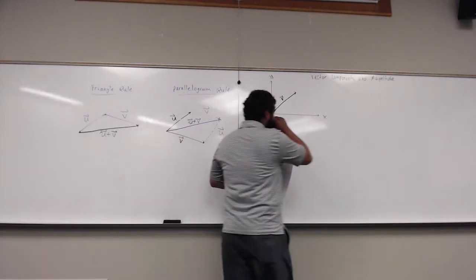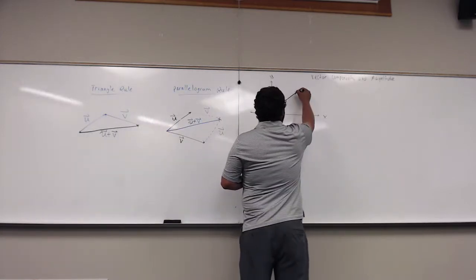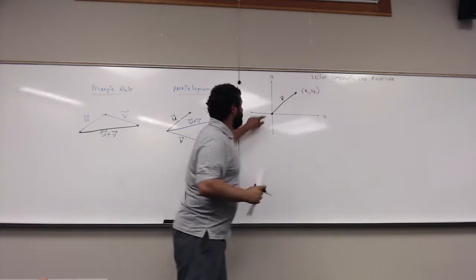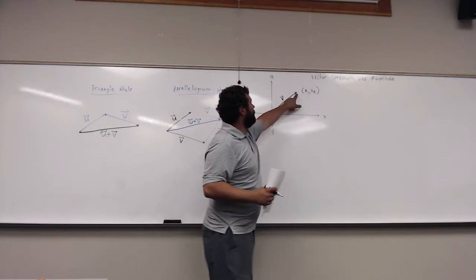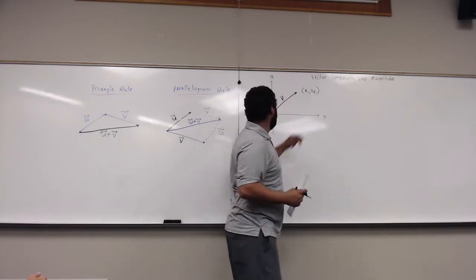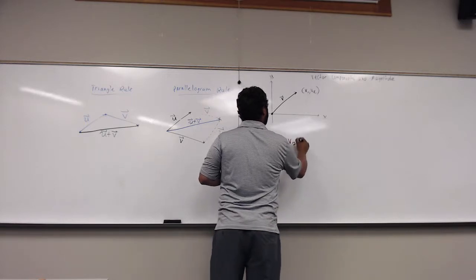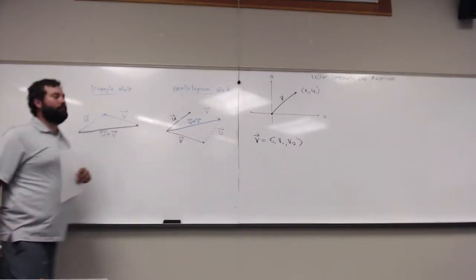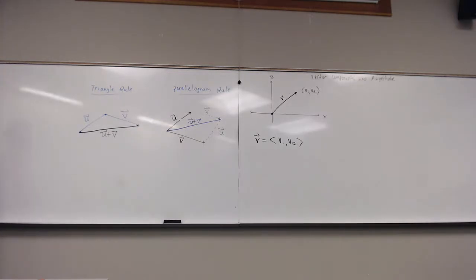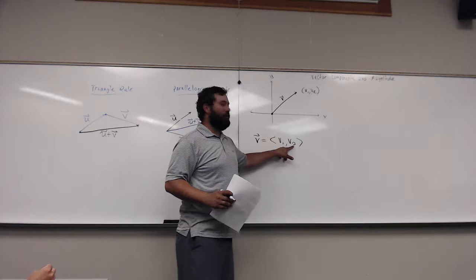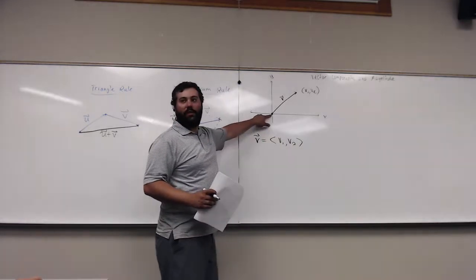Okay, and then say the head of this vector is at the point v1, v2. With the tail at the origin, if the coordinates of the head are v1, v2, you can write the vector in component form using angle brackets. The first component is the x direction to get from the tail to the head, and the second component is the y direction. So this is how far left or right you go, and that's how far up or down you go, starting at the origin.